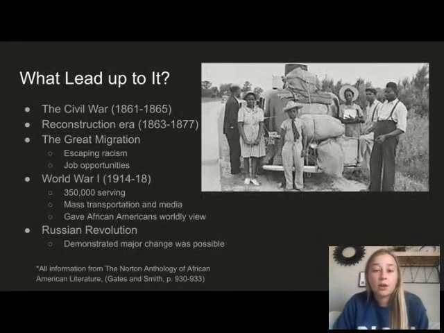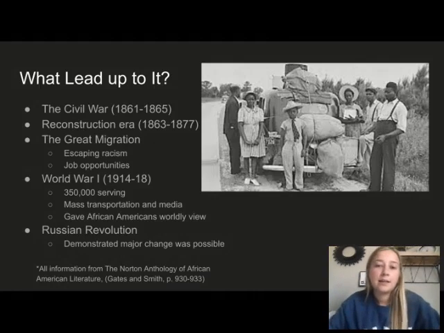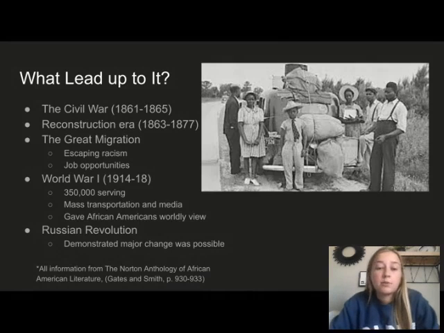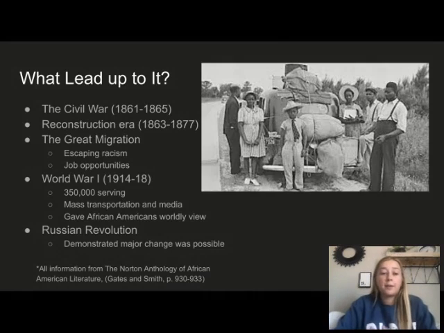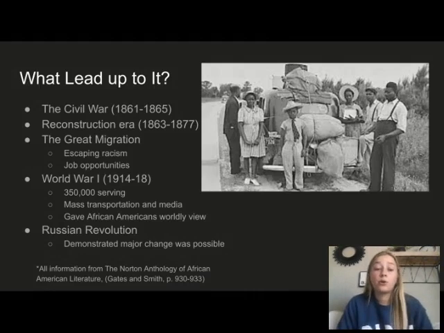What led up to it? So the Civil War from 1861 to 1865 was kind of the beginning of all of this happening, and that was just the race war between the North and the South. And after the Civil War, the Reconstruction era, which was from 1863 to 1877. And then the Great Migration, which I talked about earlier, when African Americans started moving from the South to the North to escape racism.